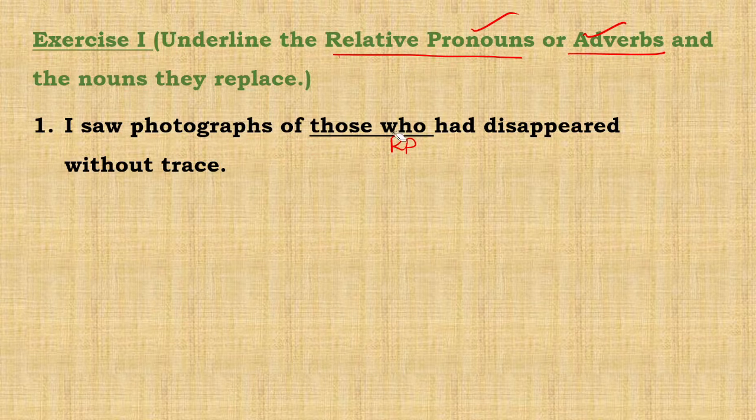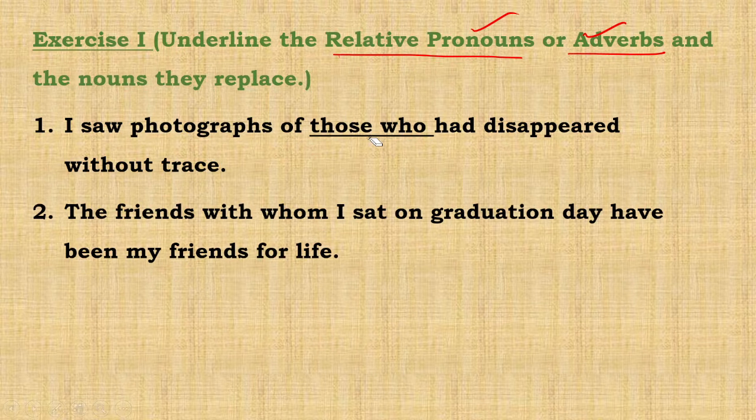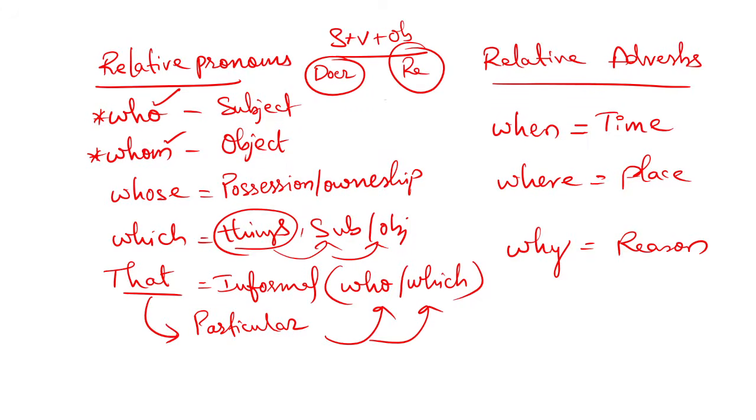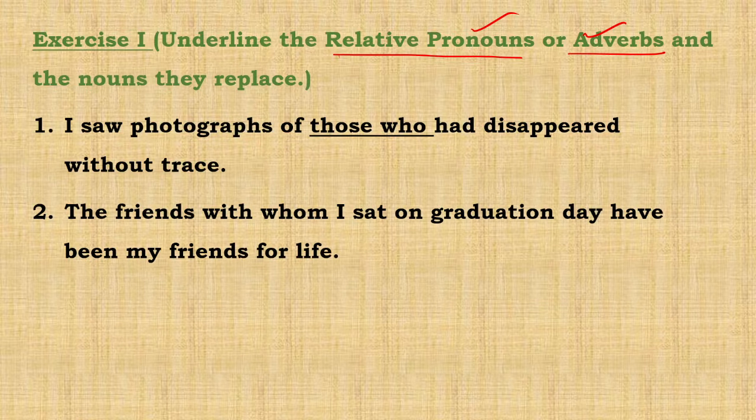Next, let us go to our exercise from here. Let me read the sentence and you can get the relative pronoun. The friends with whom I sat on graduation day have been my friends for life. Your final goal is to find the relative pronouns. Just try to find who, whom, whose, which, that, when, where, why. Those are your relative pronouns and adverbs.